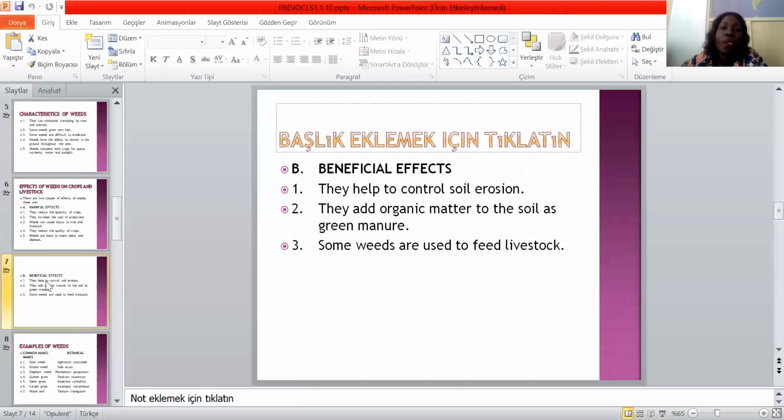Beneficial effect. We still have good that we can gain or we can get from weeds. Can some animals eat weeds? Yes, Lekan Ade. Can some animals eat weeds? Yes, some animals can eat weeds, but not all weeds are good for consumption of animals.